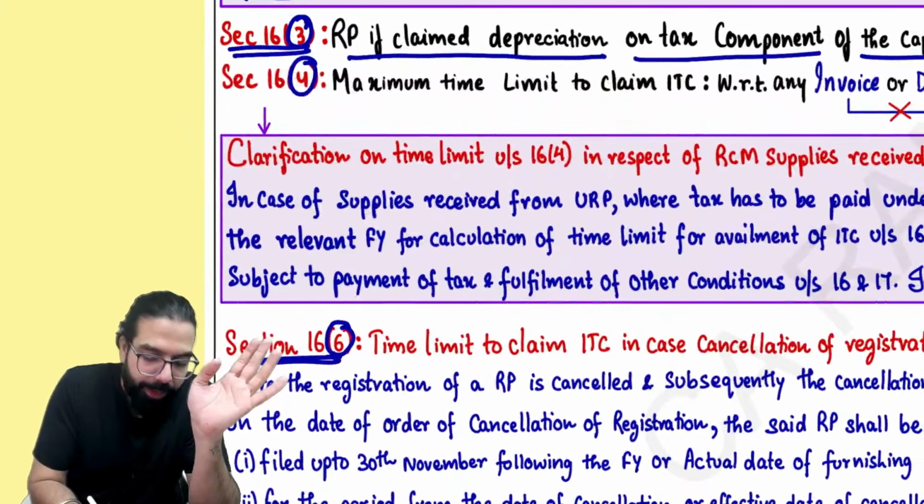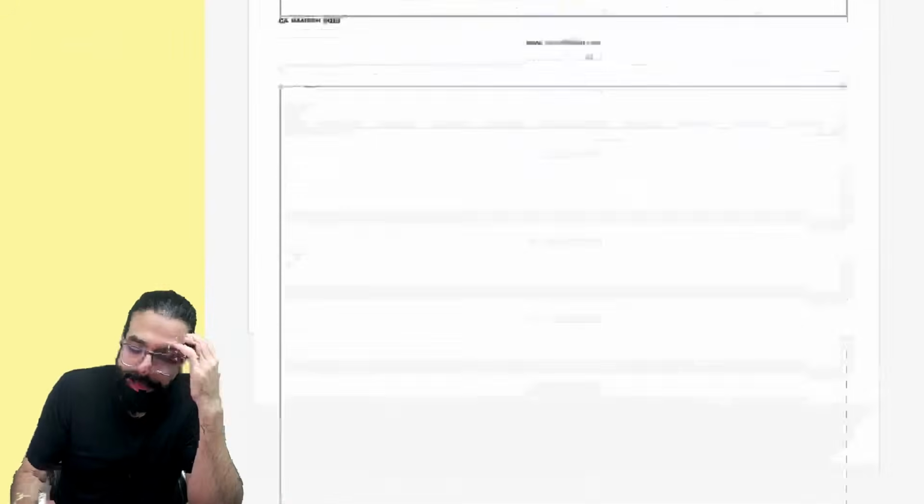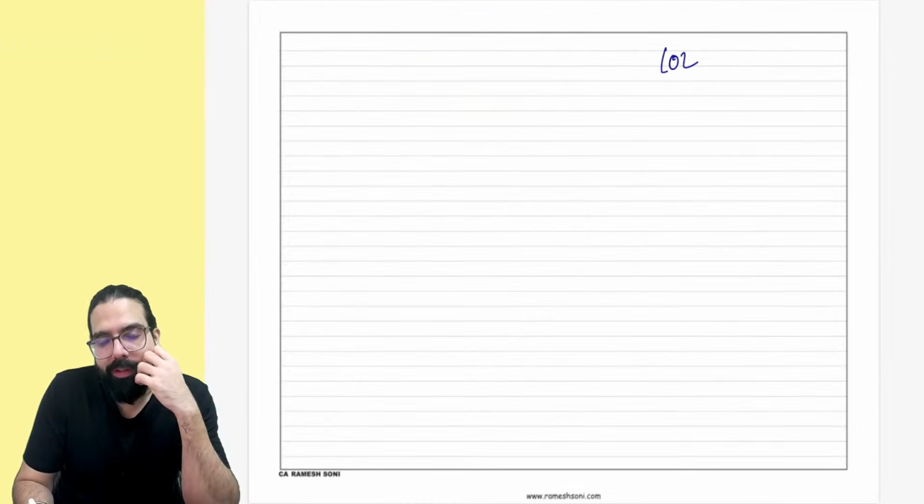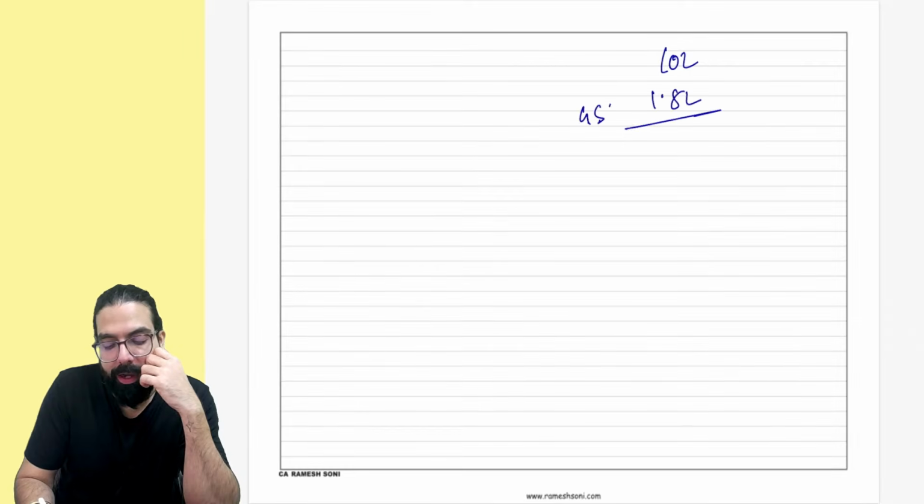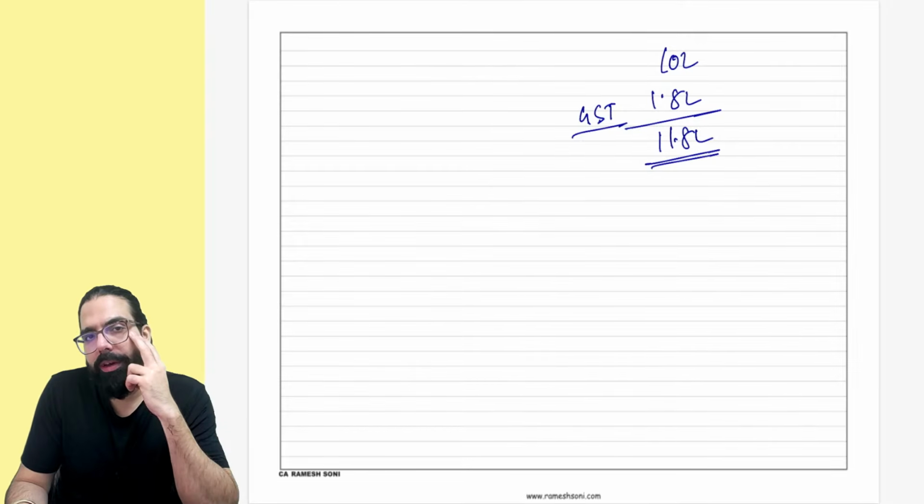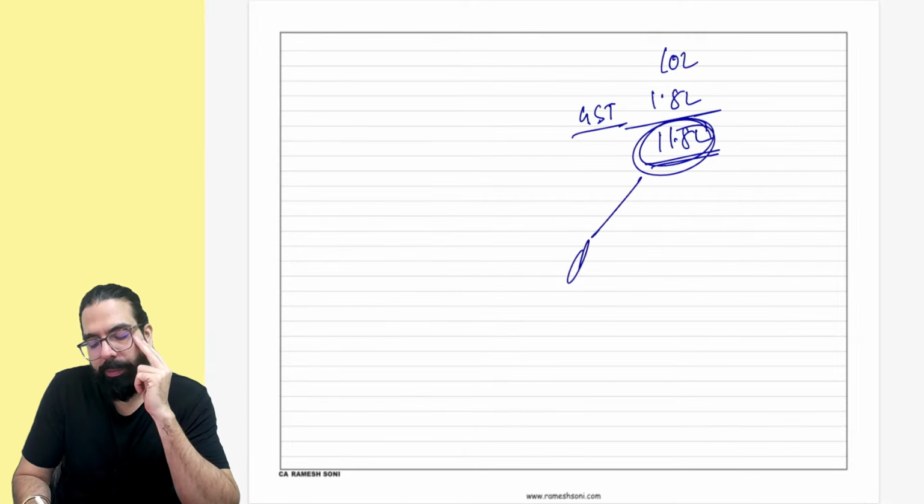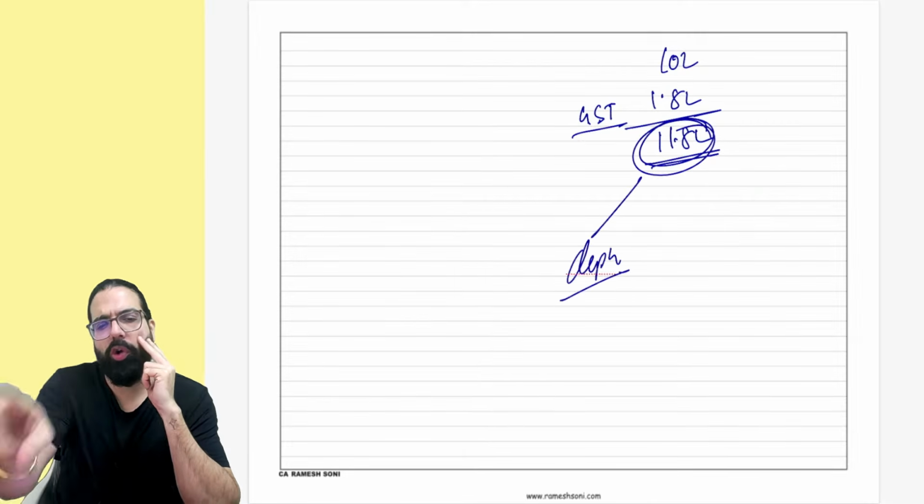Okay? Done, sir. For example, in your exam, they tell you a 10 lakh rupees asset was bought, 1.8 lakh rupees GST paid. The total invoice value was 11.8 lakh. The buyer has taken depreciation on 11.8 lakh. Full depreciation taken on 11.8 lakh. Is ITC available? Yes or no, everyone?